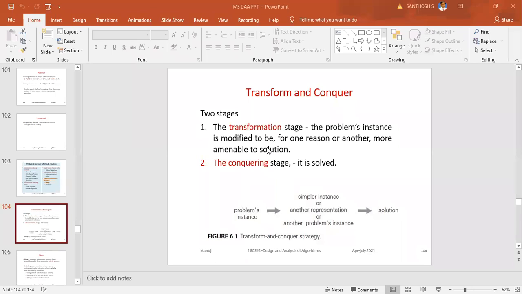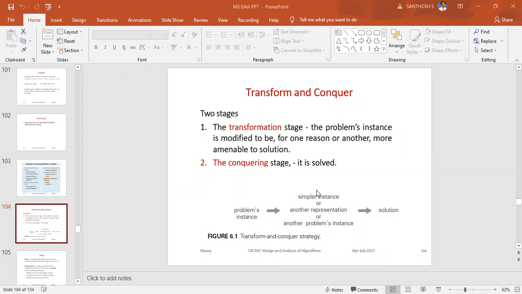Next we come to the conquering stage. Once the problem's instance is transformed and you can easily find the solution, you come to the conquering stage, where it is solved. The problem instance has been transformed, that means its representation is changed. That's why we take it as a simpler instance, another representation, or another problem instance, changed to some other type to find the solution.